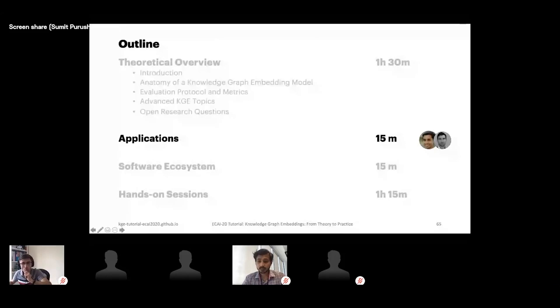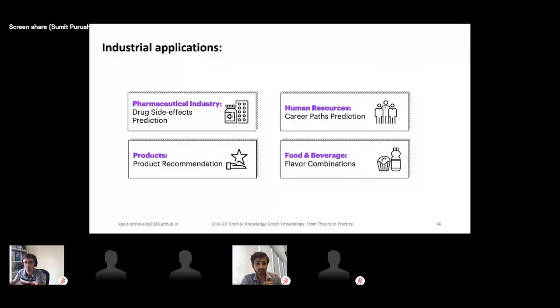So in this section, Nick and I will give you an overview of some of the applicative use cases that are commonly used, that we tried out and so on. So first, I'll just walk you through some of the use cases that you see here. Knowledge graph embeddings are used in different industries, for example, in the pharmaceutical industry for side effects prediction and so on, in human resources for product recommendation, and in the food and beverage industry for flavors and so on. These are some of the use cases that we'll target to cover in this section.